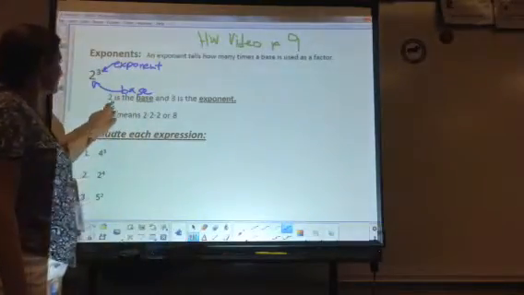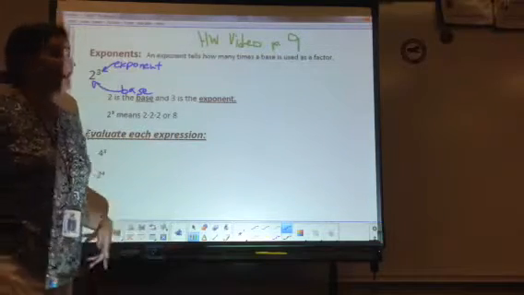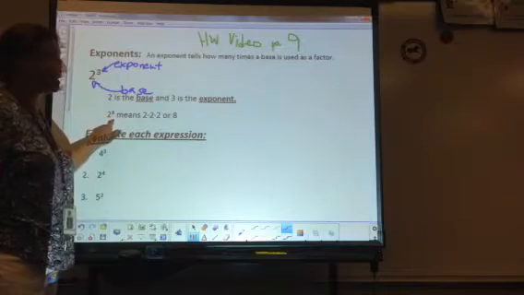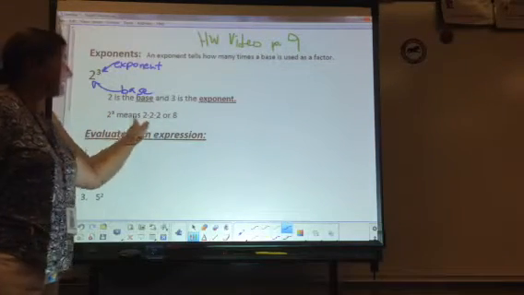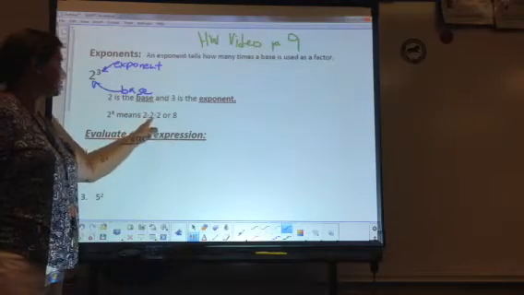So, 2 to the 3rd power. Do you see any 3's in here? Neither do I. The 3 says 3 of the 2's are going to multiply. But the 3 is not involved. It's just how many 2's? 1, 2, 3. Three 2's.